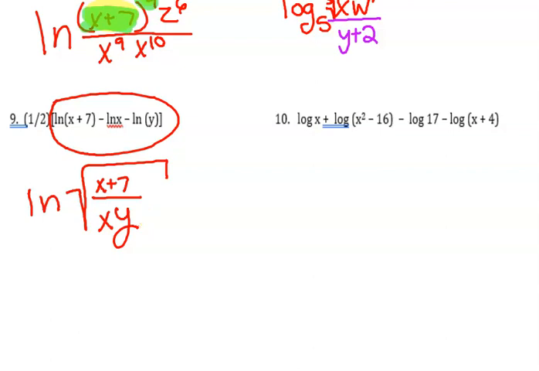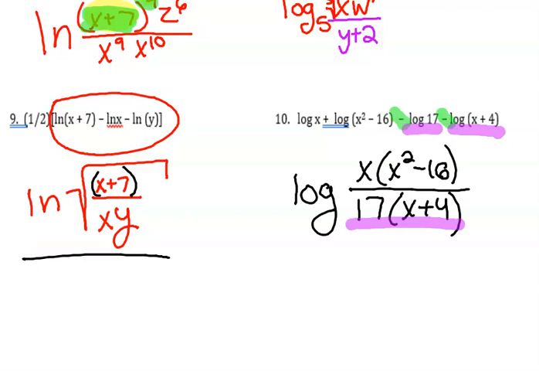Now, can I cross out these x's? They're both under the radical. No, we cannot. So I need you to think about this. X plus 7 is one thing, okay? It is one factor, so we can't break it apart. All right, let's move on to number 10. Work that out and check back.